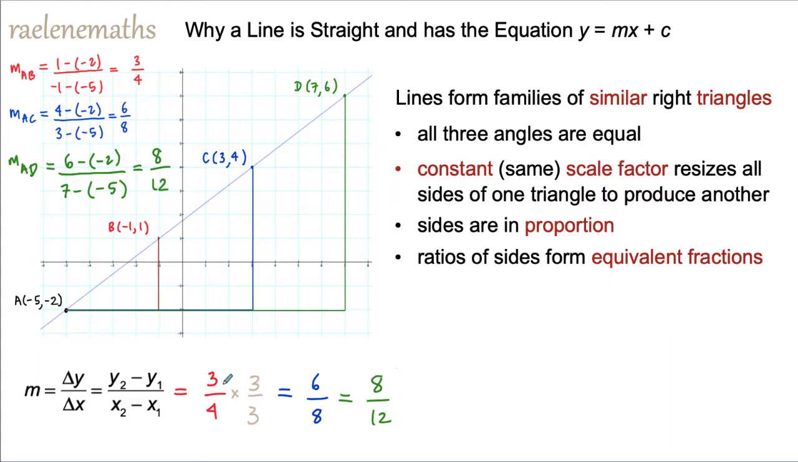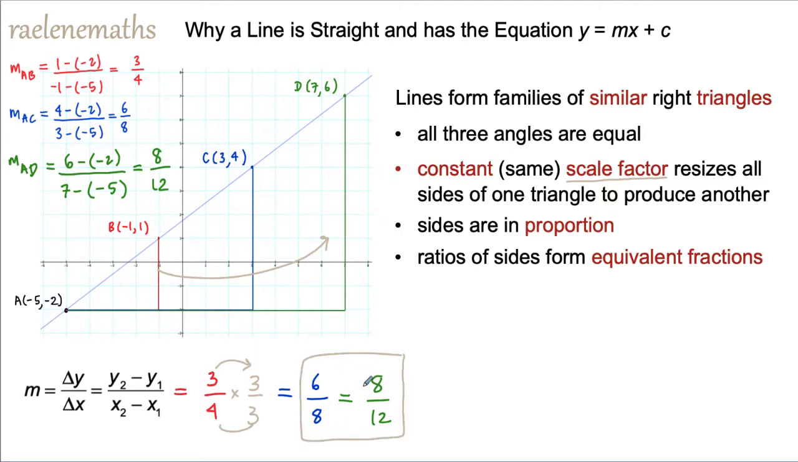Furthermore, we can see that the 3 that we multiply the height by and the base by from the red triangle to get the green one is that constant scale factor that we talked about when we have similar triangles. So now we can see that we can take two or more similar triangles that are formed from a line and make an equation out of their gradients.